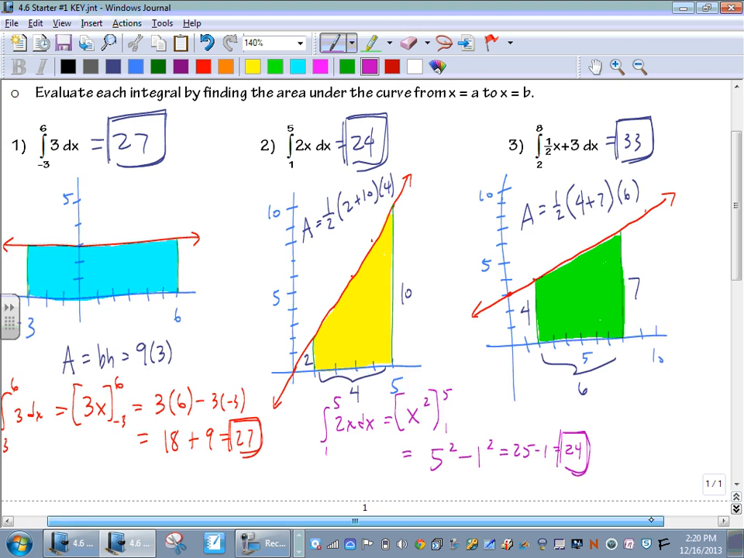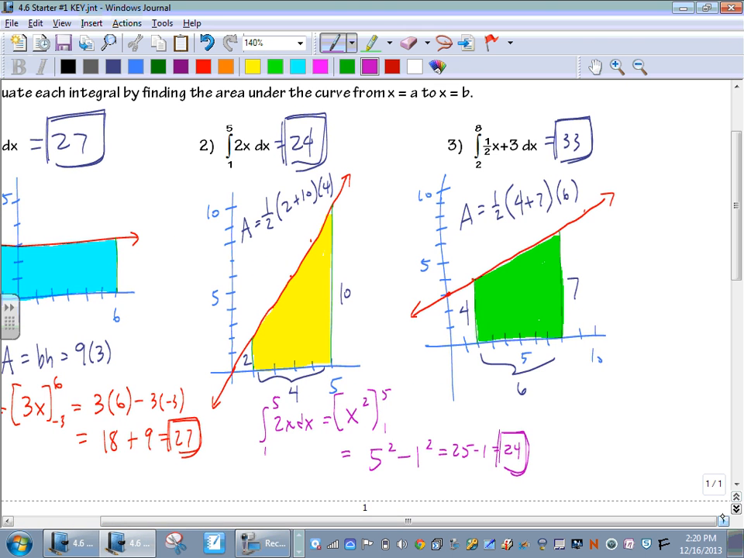And then the last one here, number 3. For this one, we're doing the definite integral from 2 to 8 of 1/2 x plus 3 dx. So our antiderivative here, we add 1 to the exponent, becomes x squared, divide by 2, so this is 1/4 x squared, plus antiderivative of 3 is 3x. And we're evaluating that from 2 to 8.